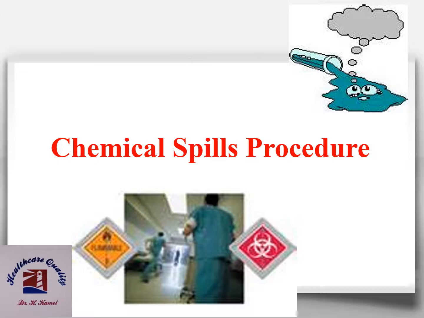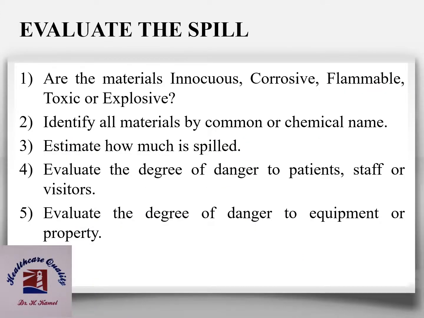Chemical spills procedure. First, evaluate the spill. Are the materials innocuous, corrosive, flammable, toxic, or explosive? Identify all materials by common or chemical name. Estimate how much is spilled. Evaluate the degree of danger to patients, staff, or visitors. Evaluate the degree of danger to equipment or property.